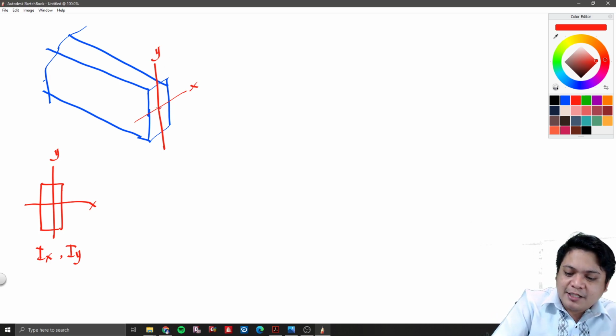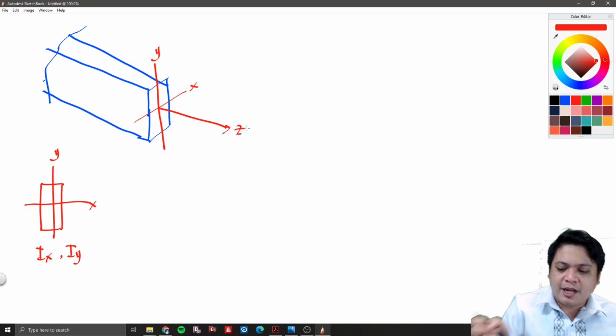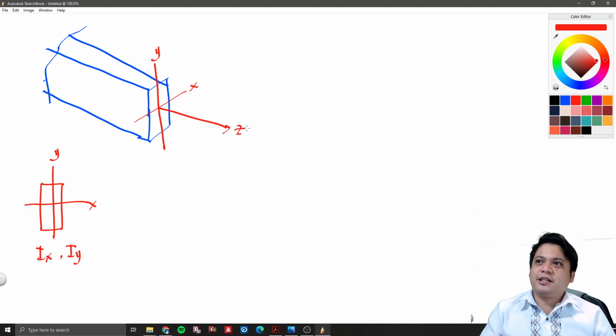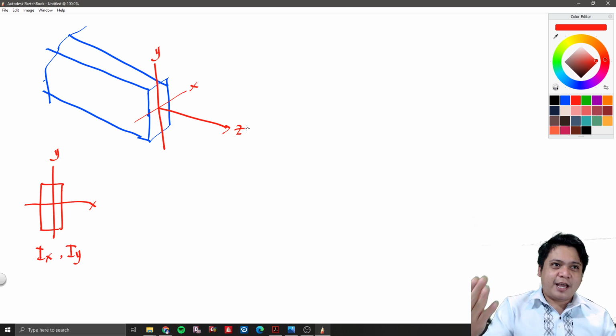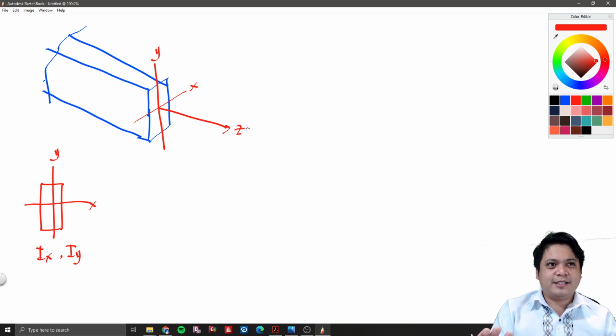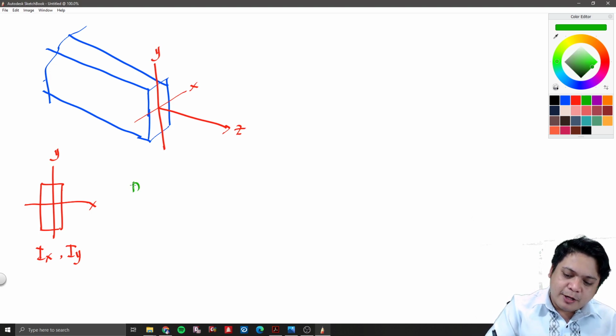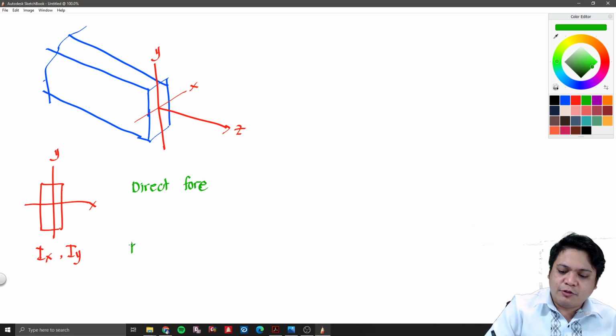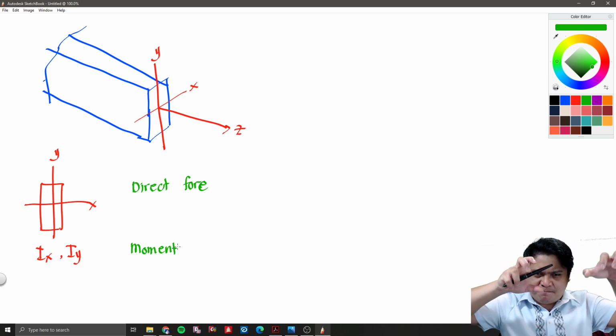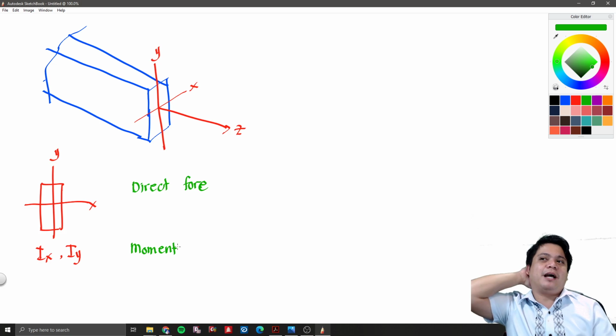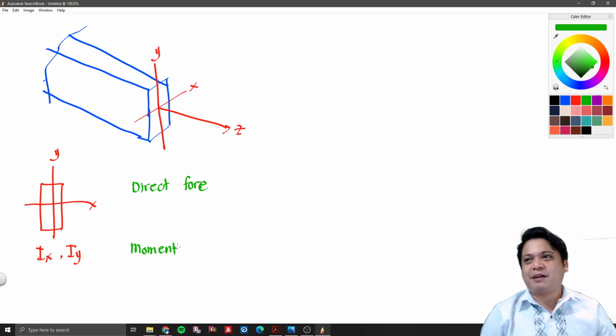Dagdagan ko ng isang axis, no? So, you have here the Z axis. Okay, so meron kang tatlo. So, you have the X-axis, the Y-axis, and then the Z-axis. Ngayon, meron tayong dalawang klase ng force. So, we have what you call the direct force. And then you have here also the moment. Okay, or yung twisting. Pagbali. Okay, pagbali, no? In short, layman's term, pagbali.